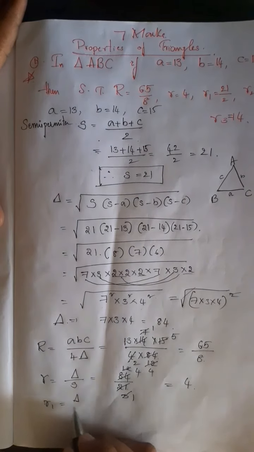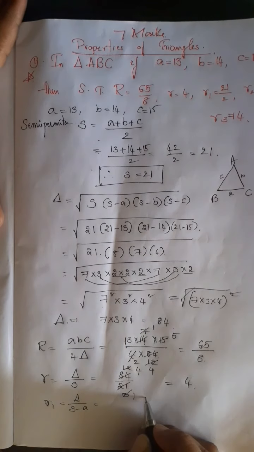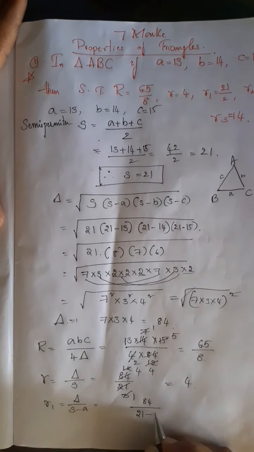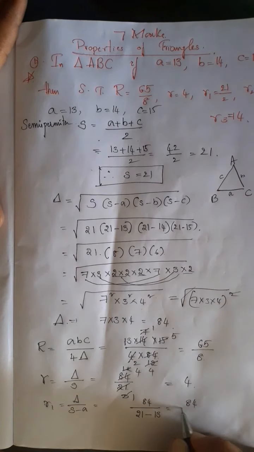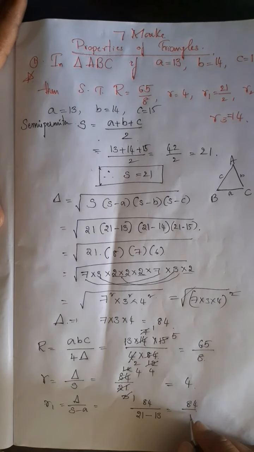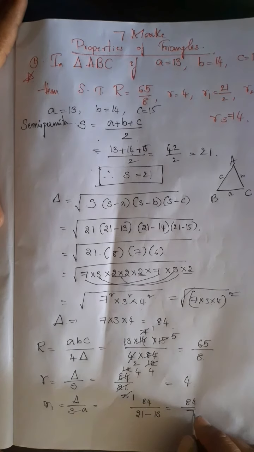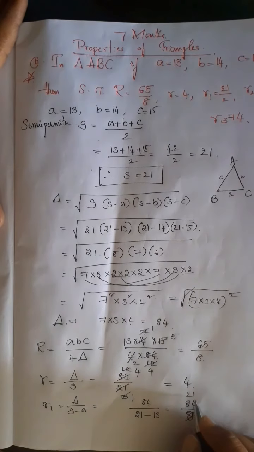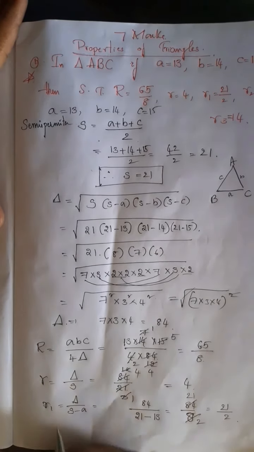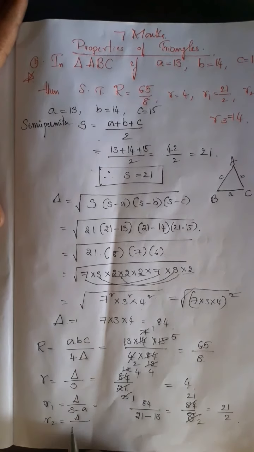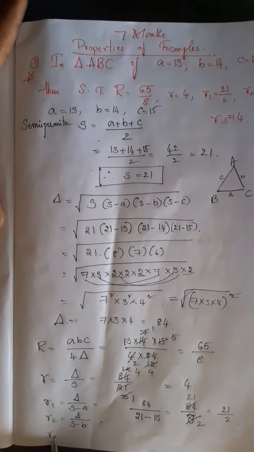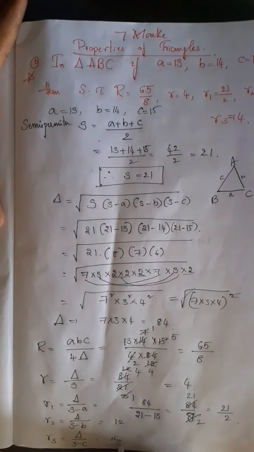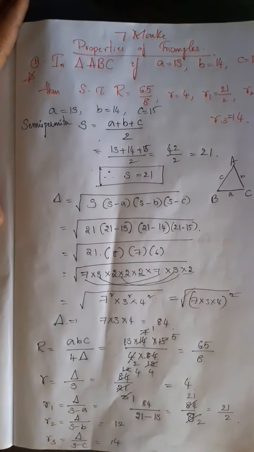And R1 is equal to delta by S minus A. Delta is 84 by S. What is S? 21 minus A value is 13. That is 84 by 21 minus 13, that is 8. So how many times it will go? 4 2's 8, 4 21's 84. So 21 by 2. And R2 also, similarly you can find R2, S minus B you can find out, R3 also you can find out, delta by S minus C. These values are 12 and 14 after the substitution. Okay, you do this substitution.